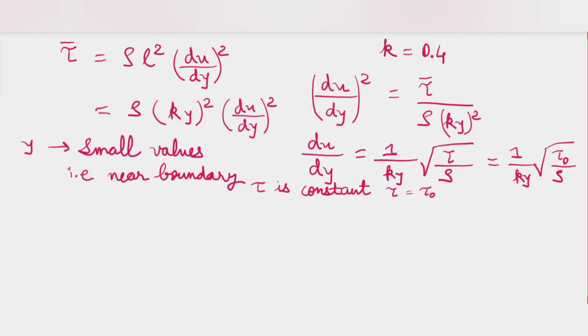Now this tau naught is shear stress and its dimensions are M1 L minus 1 T minus 2, and for rho we have M L minus 3.